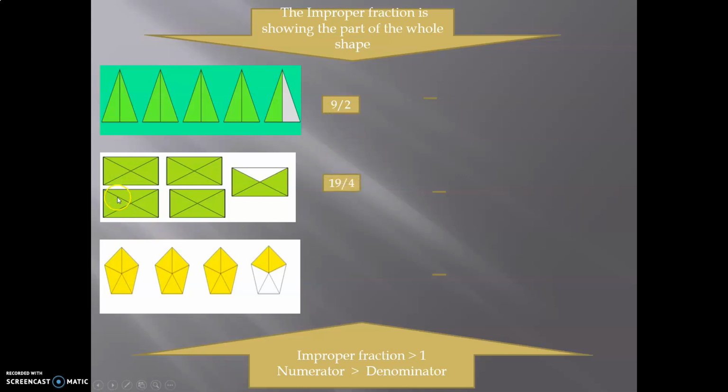Here, if you count how many parts, 1, 2, 3, up to 19. 19 parts are green. Out of how many? The denominator will be what? The number of parts in any shape. 4. So 19 out of 4.